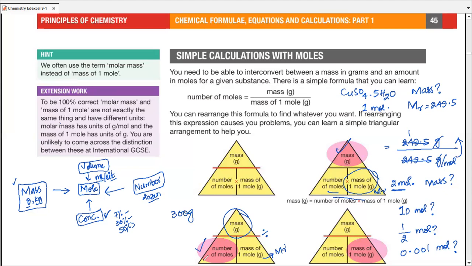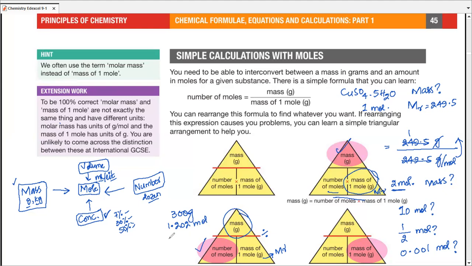1.2024048. Let's just stick to 3 numbers after the decimal or 2 numbers after the decimal. That would be good enough. So it's 1.202. Great. This means there are 1.202 moles in 300 grams of copper sulfate.